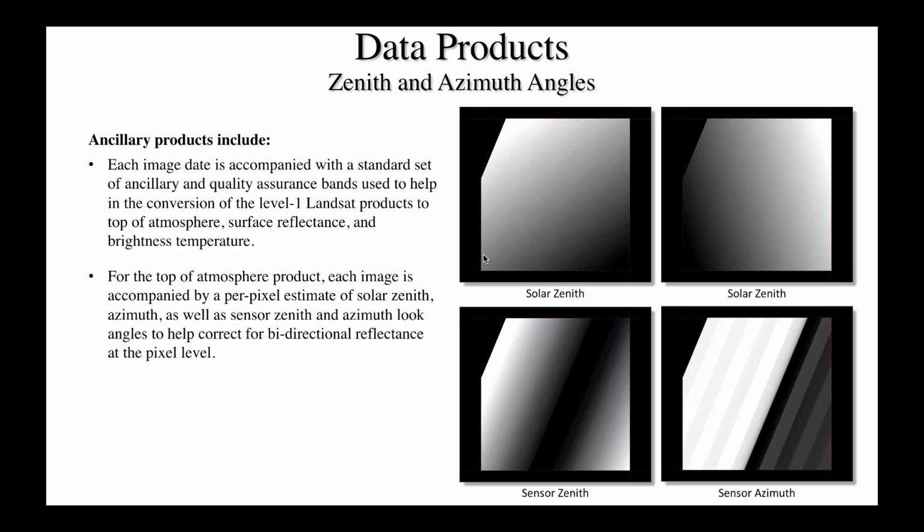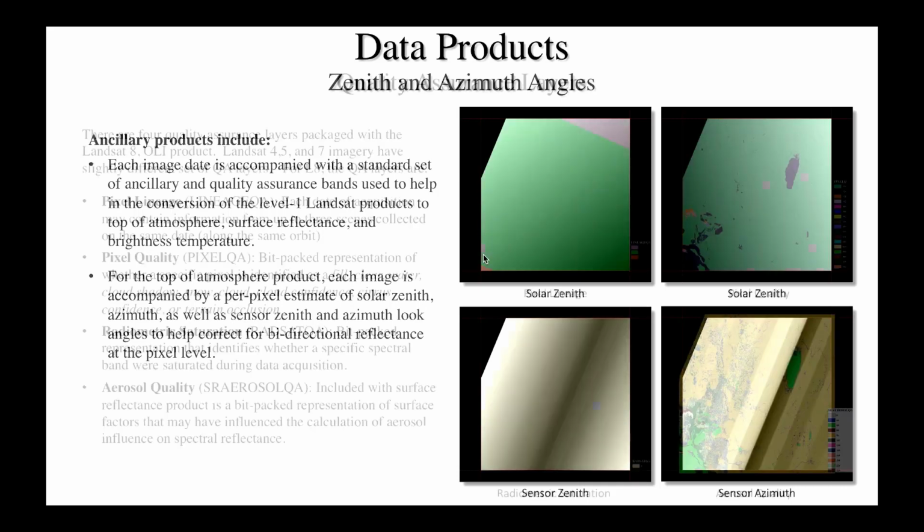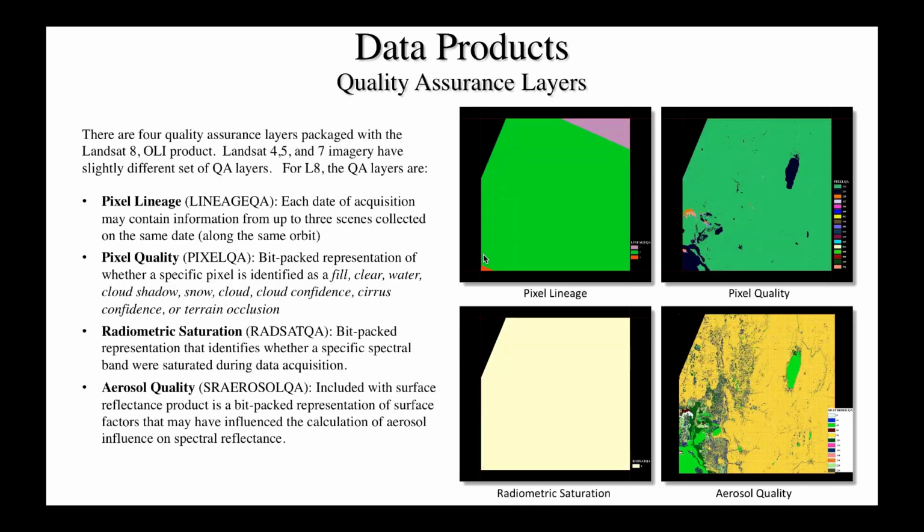The quality assurance data sets tend to vary by sensor. Landsat 8 has its own suite of quality assurance layers, and Landsats 4 through 7 have their own. They're very similar. There's a couple of differences. But these four basic ones, the lineage, so there's a data set that tells you for every pixel in that particular tile where the pixel came from.